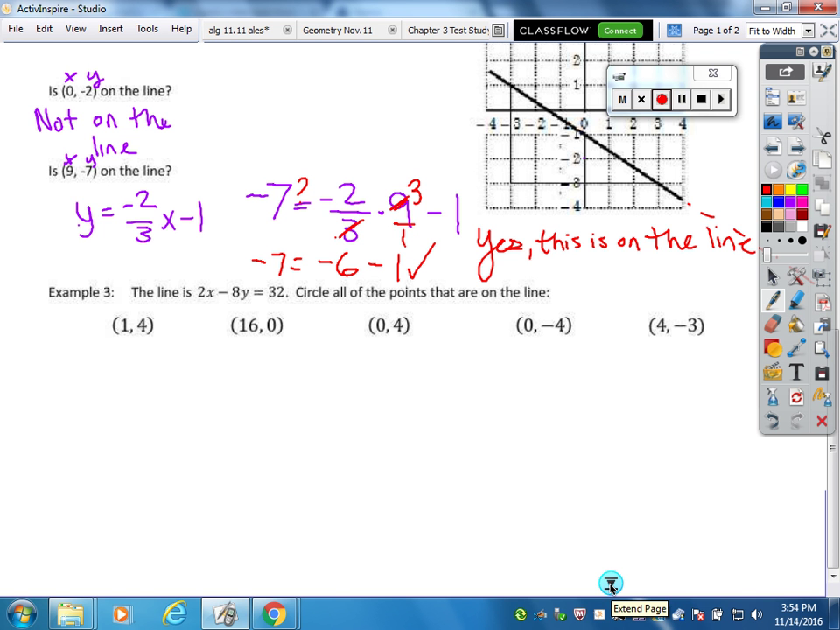On the SOL, it would be one of those hotspot questions where you click to shade all the ones that make it true. And my line just looks a little bit different. It's not in slope-intercept form, but that doesn't matter. When we plug in our x and our y, we're going to see if it equals 32 this time. So let's try it out. We've got 2 times our x minus 8 times our y. Does that equal 32?